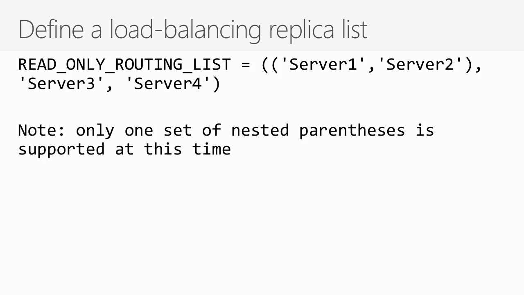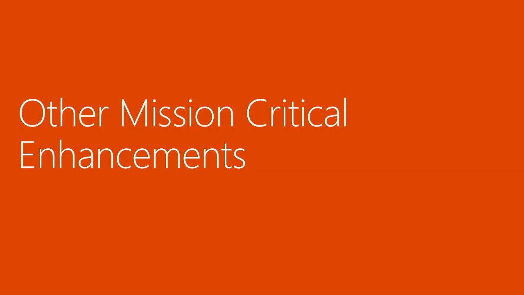So for your read-only routing list, if you're familiar with the code for that, you normally wouldn't have that set of parentheses, but that puts server 1 and server 2 as load balanced. And then other mission critical enhancements, and this goes over to the Windows side.